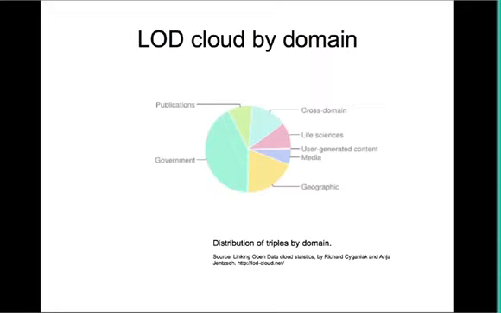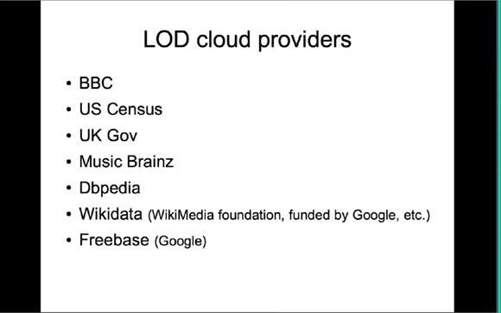These databases are scattered around the web, but you can see here they contain all sorts of information, coming from government or publications, life science, etc. And many organizations are providing open data at the moment, like the BBC and governments from the US and the UK. Wikipedia is also another well-known one.